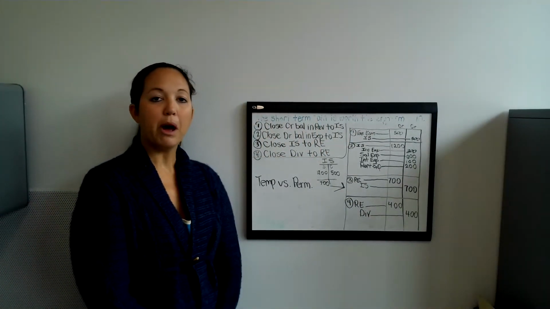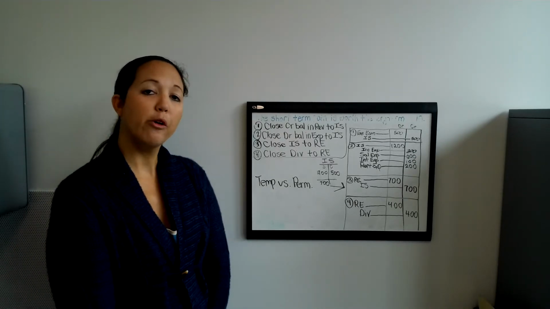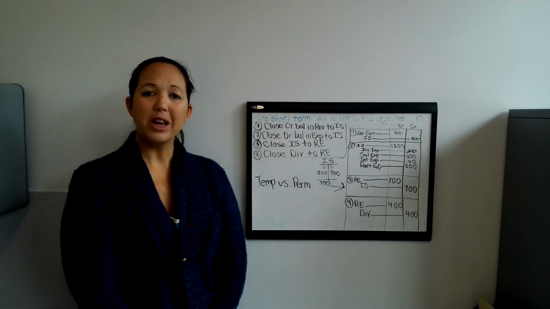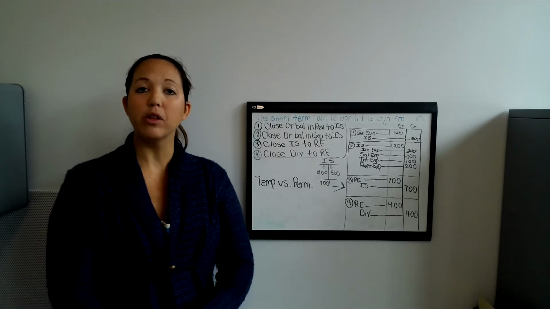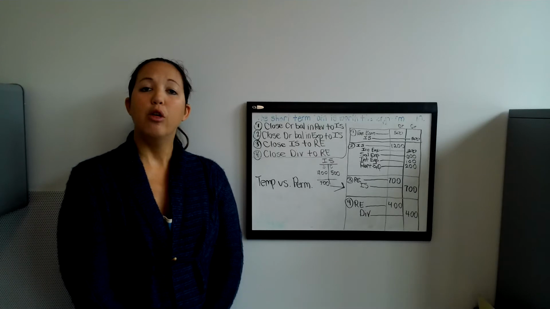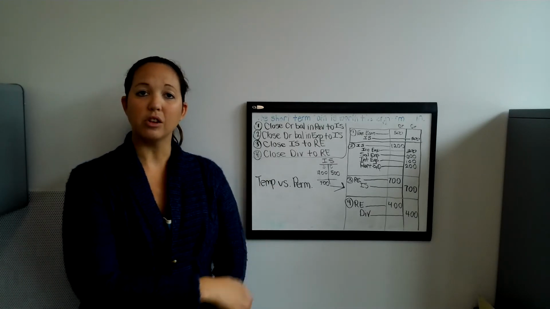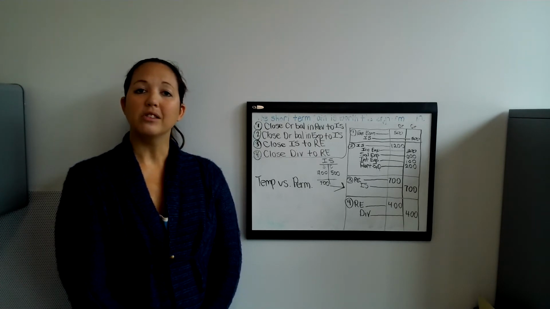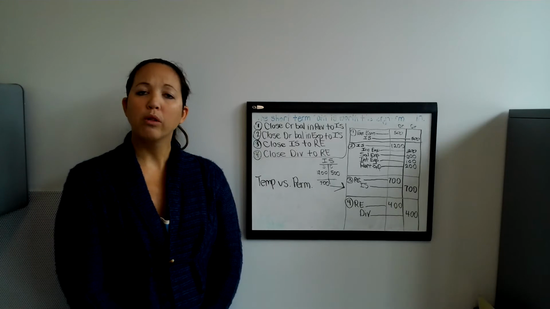I would like to talk about the closing process, starting with temporary accounts versus permanent accounts. At the end of the period, we have certain accounts that we want to clear a value to prepare them for the next period. Those types of accounts are called temporary accounts, and we'll discuss those here in a second. Those temporary account balances are then transferred over to permanent accounts, ones that accumulate over more than one period of time.